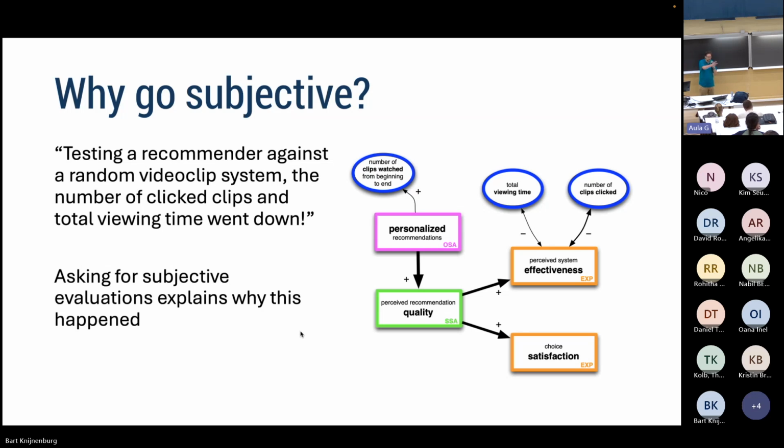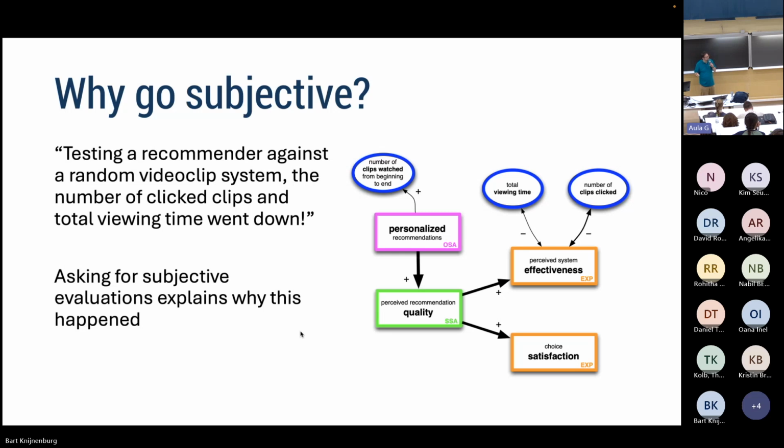They had randomly assigned half of the people to the personalized recommendations condition, and the other half got basically random recommendations. It's a video clip system. People were watching video clips on a daily basis, and after a week of this random assignment trial, they found out that the people who got the state-of-the-art recommendation algorithm actually had a lower number of clips that people clicked on, and a shorter total viewing time of video clips. So it looked like the experiment had failed. Random was doing better than a state-of-the-art algorithm.